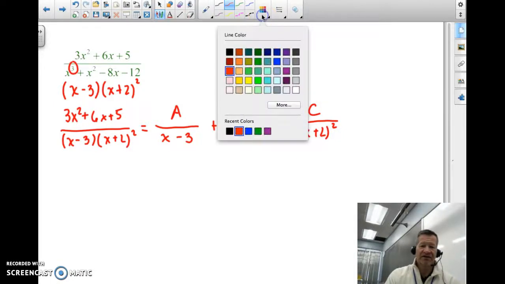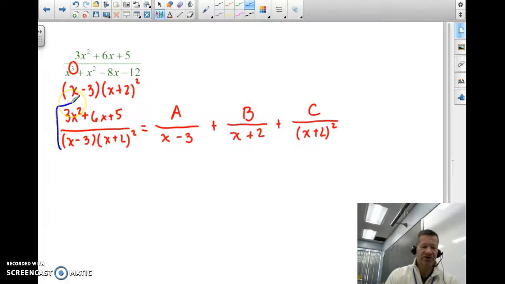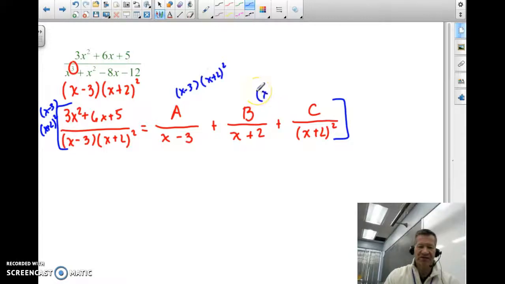And now do what you did in the last problem. Multiply everything by the least common denominator, which you will recall can be found on the left-hand side. So I'm going to multiply everything by x minus 3 and by x plus 2 to the second power. So I'm going to do that by everything on this side as well. Multiply by x minus 3 and x plus 2 to the second power. So just give me a second to write all those down.